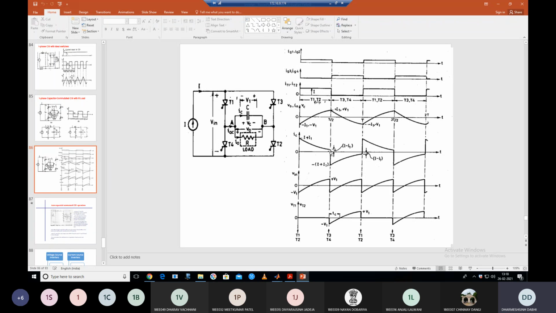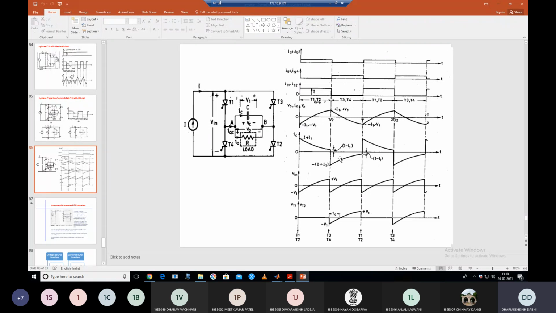At this half time T/2 instant, what will happen? The capacitor reverse biases T1, T2, and then T3, T4 is turned on by applying the gate pulse. You can see Ig3, Ig4 is applied to T3, T4, so it will start turning on. After that you can see that the capacitor current becomes minus I plus I1. The capacitor voltage is decreasing again and the load voltage is also decreasing again.